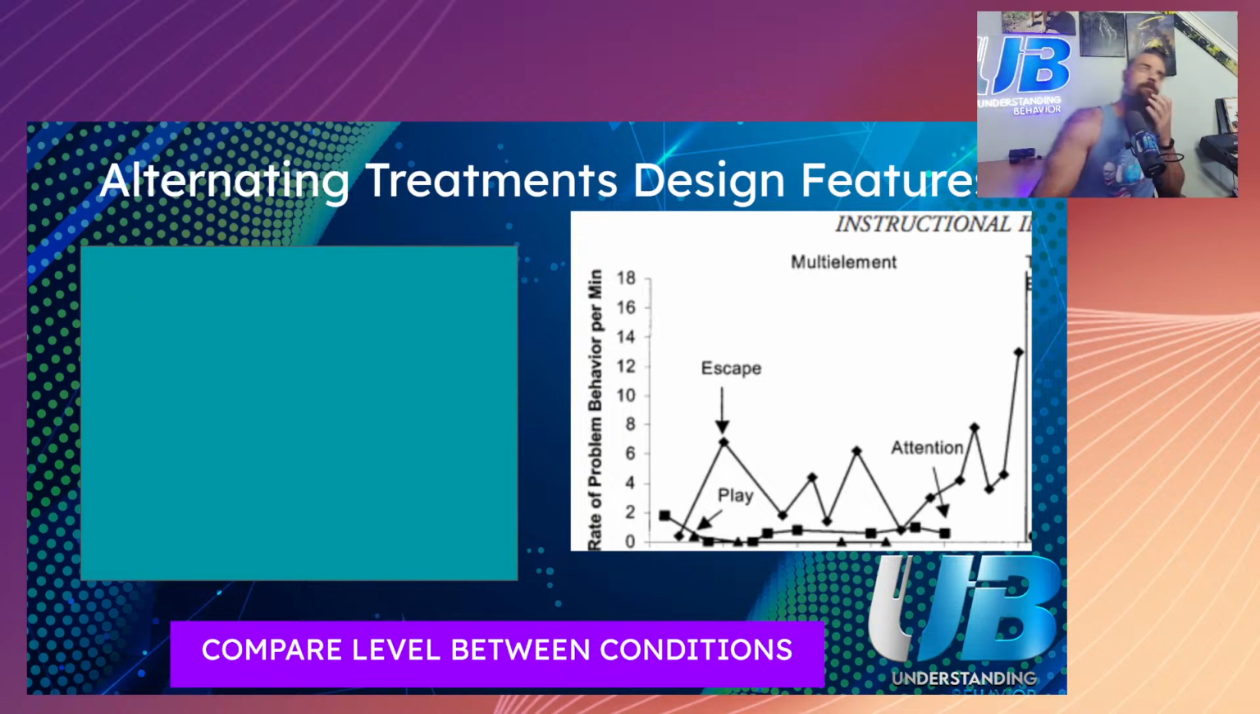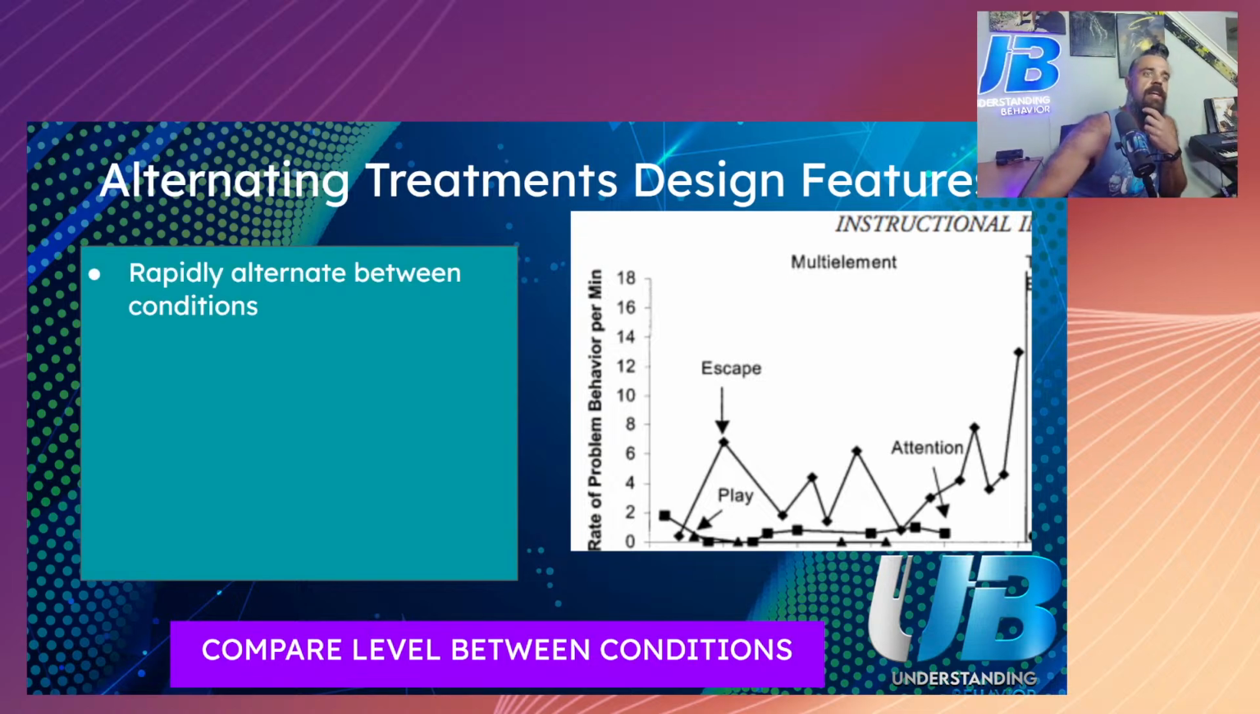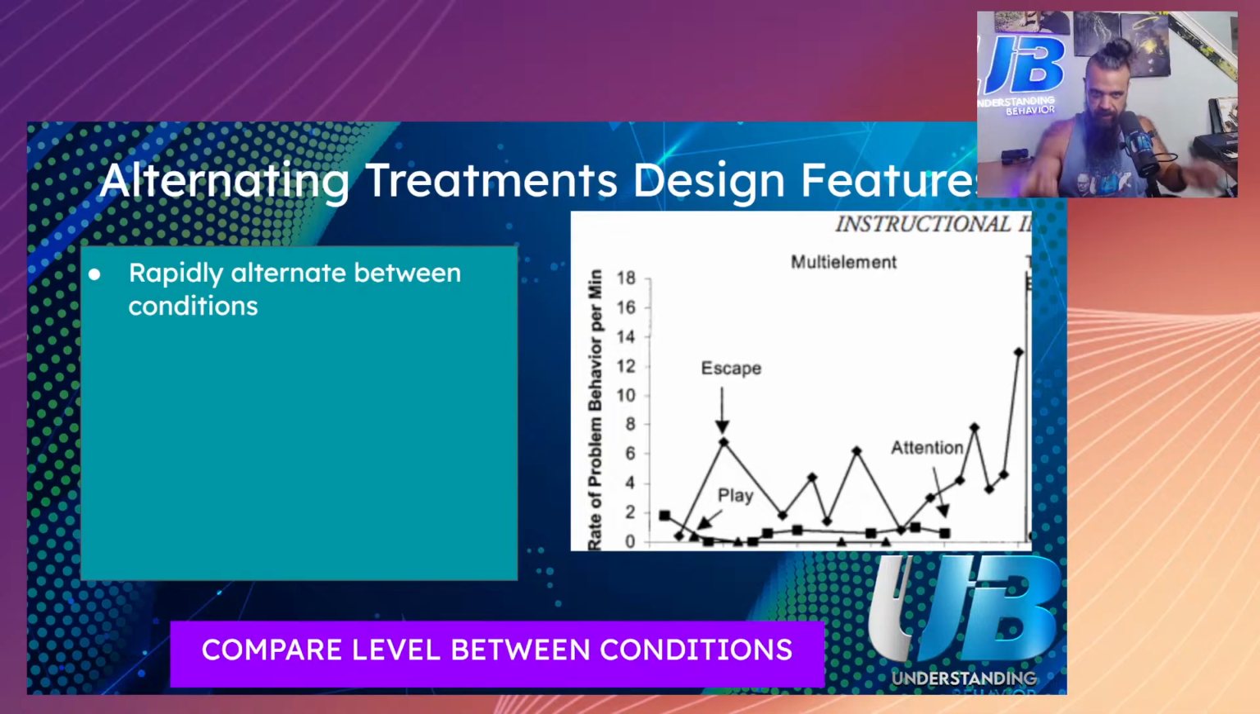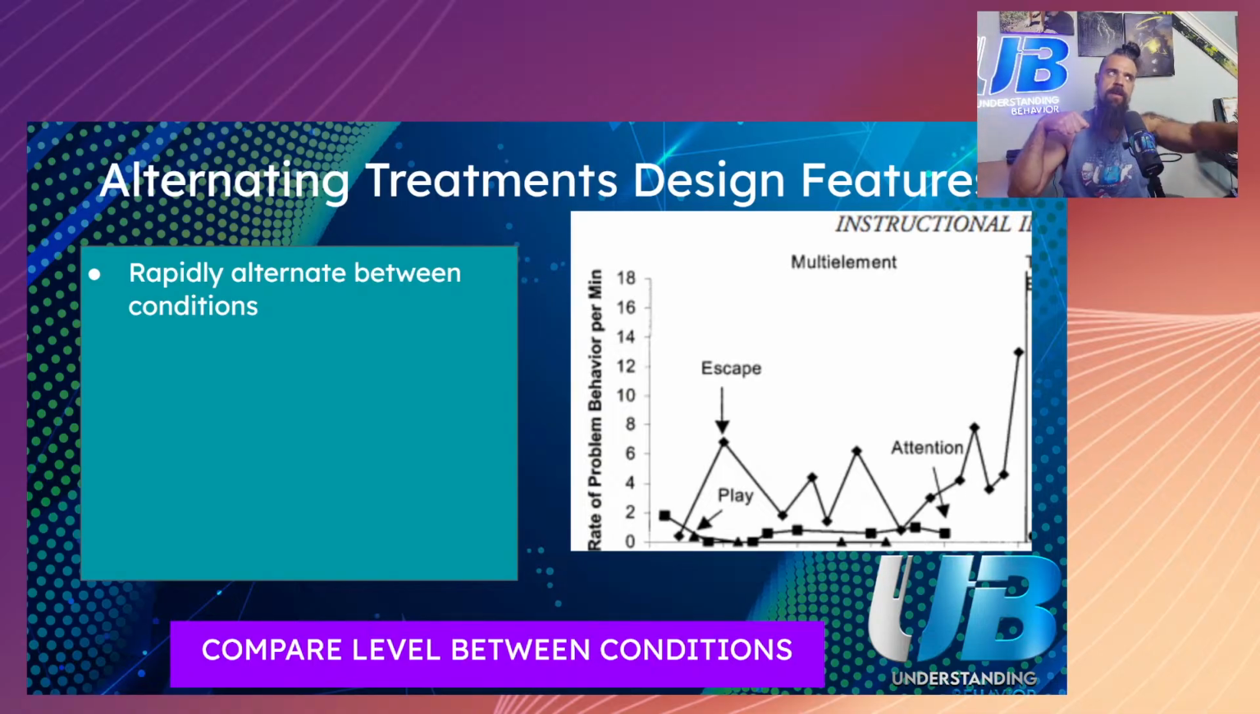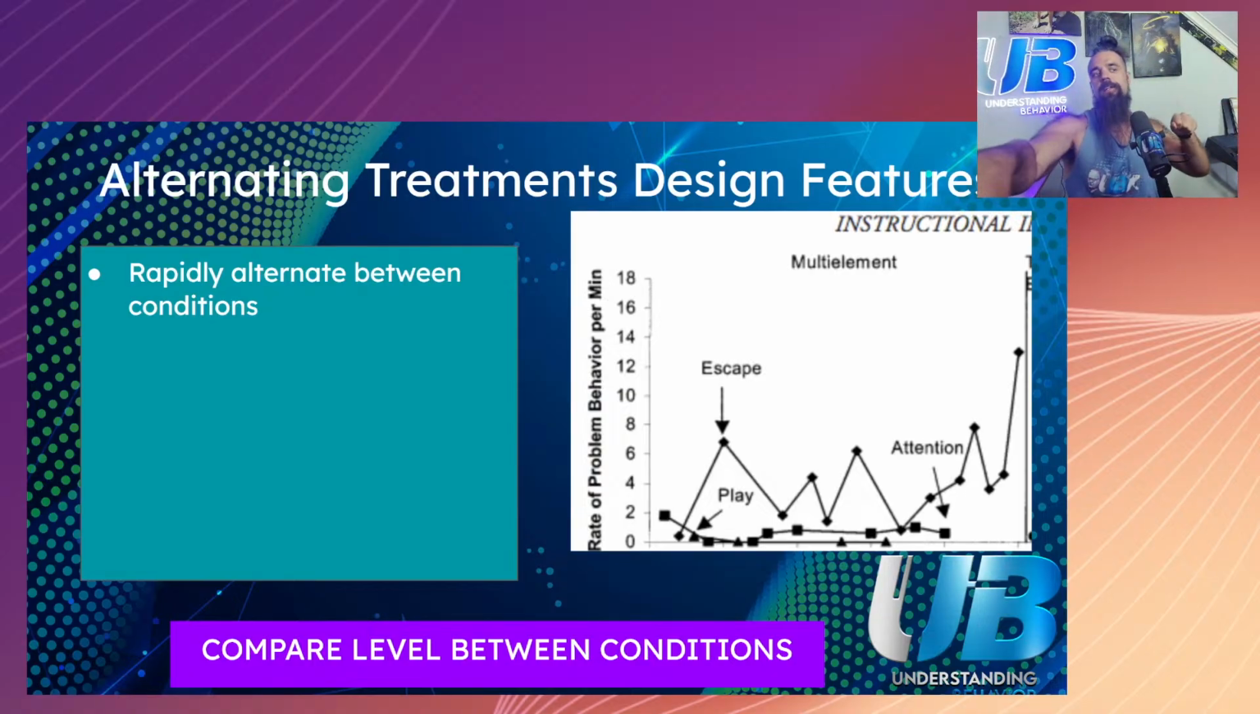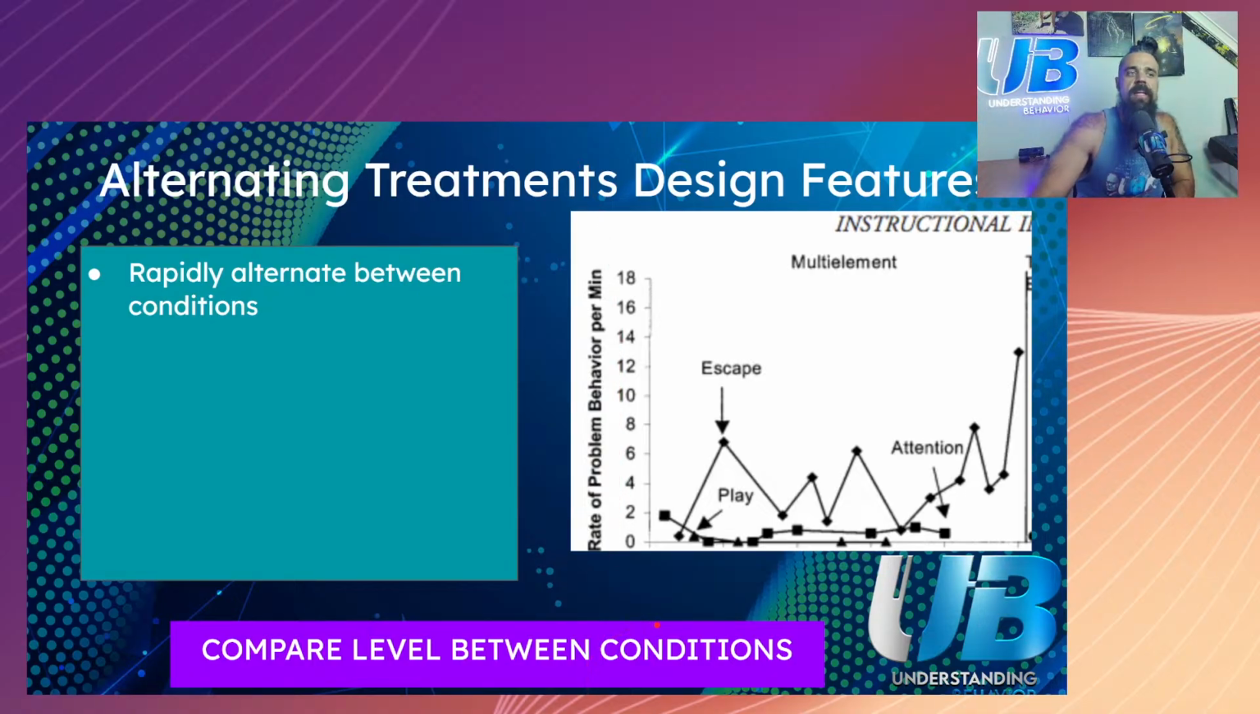So the main feature of an alternating treatments design is that we're rapidly alternating between conditions. A lot of people will say, hey, it has multiple treatment conditions, but that's not the main thing here. The main thing is that we're rapidly alternating between conditions. So drill it in your head. Main thing, rapidly alternating between conditions. Let's talk about what that means real quick.